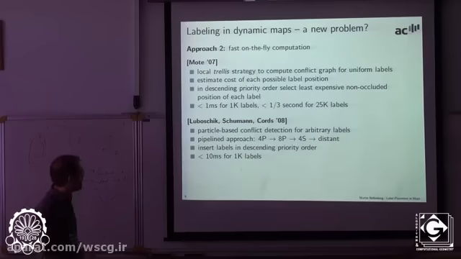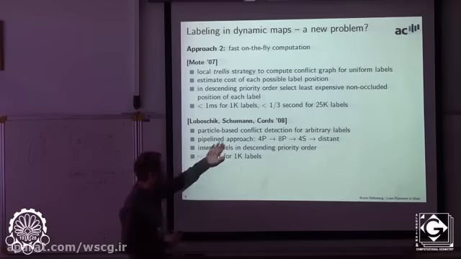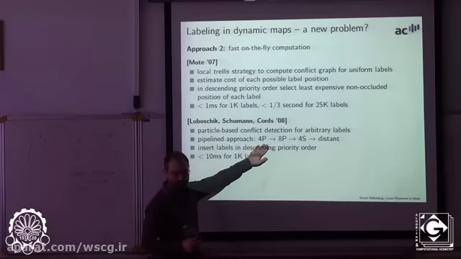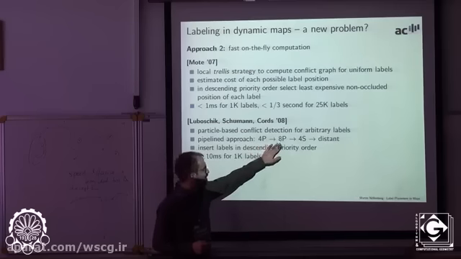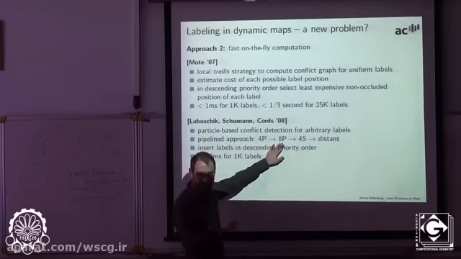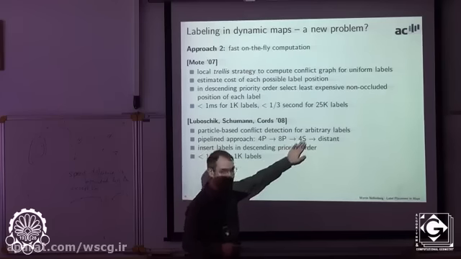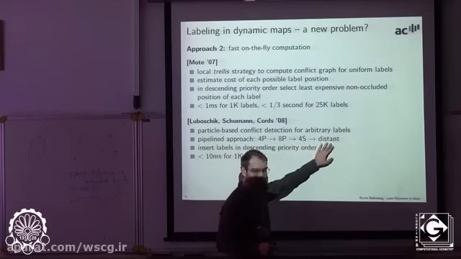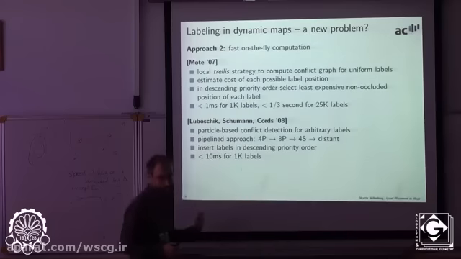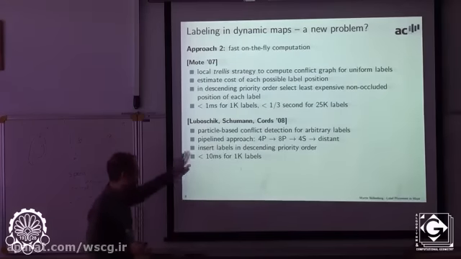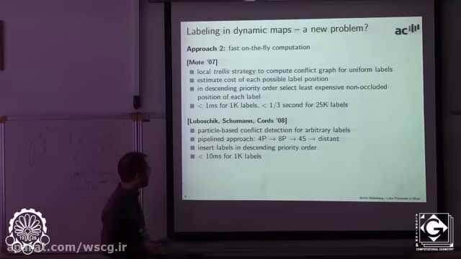And then another similar approach uses so-called particle-based conflict detection, where they start with a 4-position model, but if all 4 positions have a conflict, then they move to an 8-position model, try more positions. If you still have conflicts, you go to a slider model. If you don't find anything here, you can even move the label a little bit away from the point. And then again, in priority order, you can try to do this.